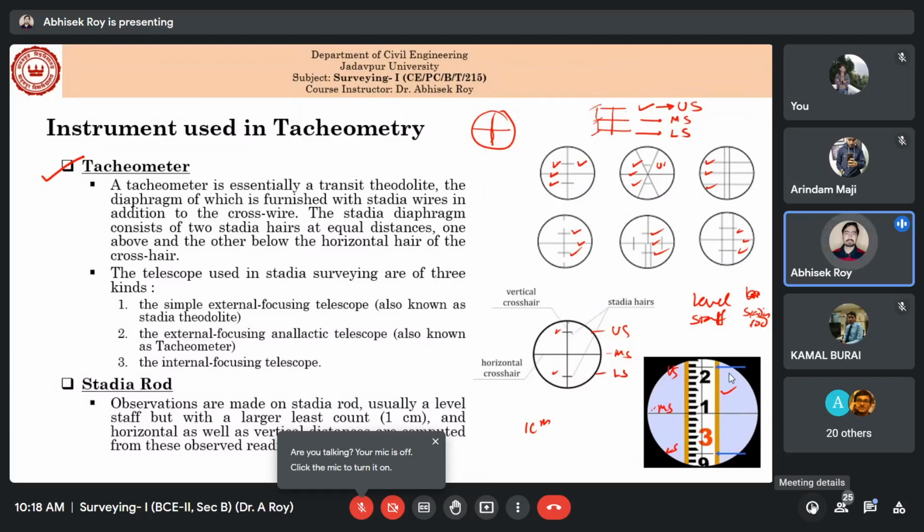If we survey only a very small distance, then we will use the level staff so that our accuracy will be much higher. But if we go for a larger distance, we can use the stadia rod.